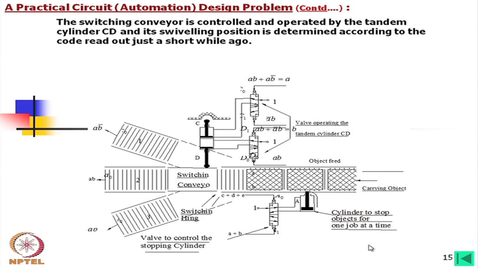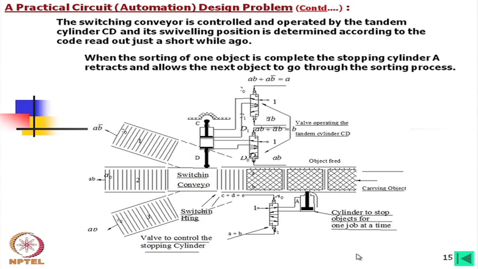Now, next we consider that the switching conveyor is controlled and operated by the tandem cylinder CD. This cylinder is called tandem, and its swiveling position is determined according to the code read out just a short while ago. That means a code is read here. This code is A and B. We have to read this code with the sensor. Then with this code we can find out what the object is. So that will be recognized first, and then this information will be sent to the next section. When the sorting of one object is completed, the stopping cylinder A retracts. That means this will retract and will allow the next object to go through the sorting process.